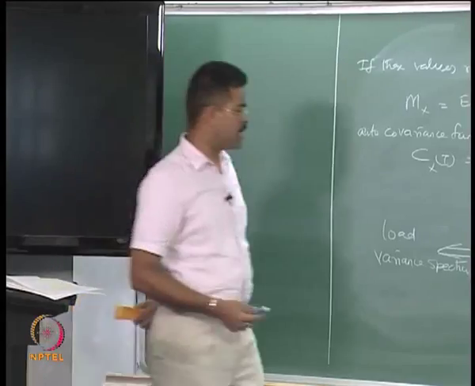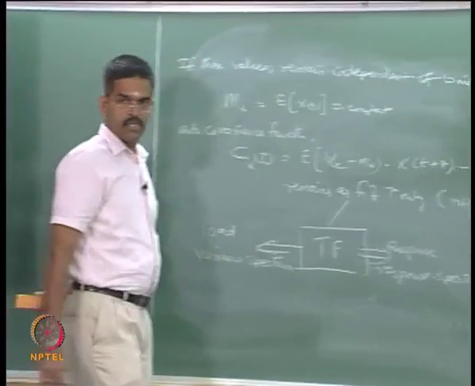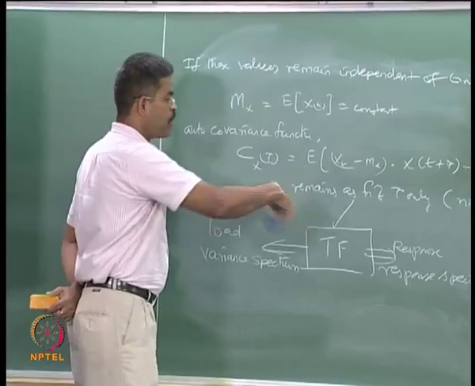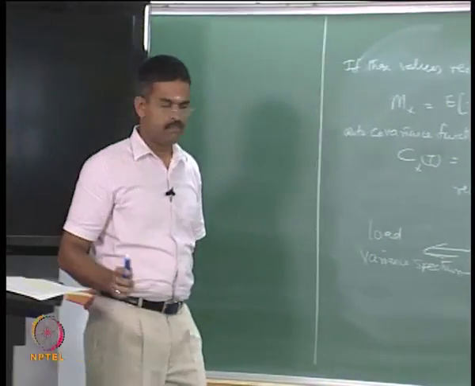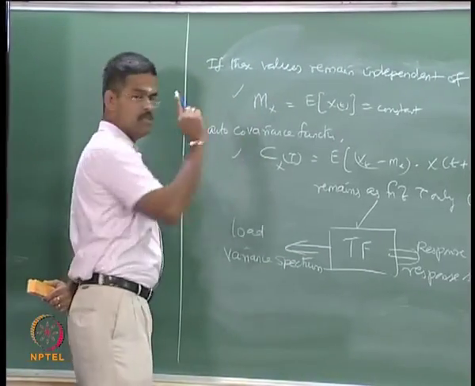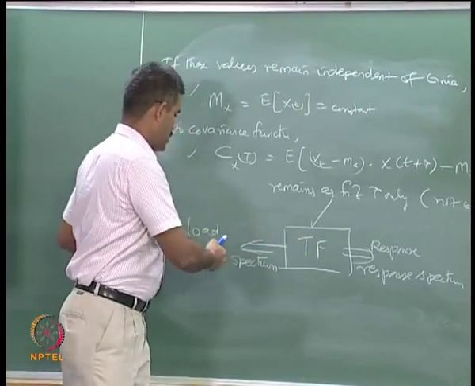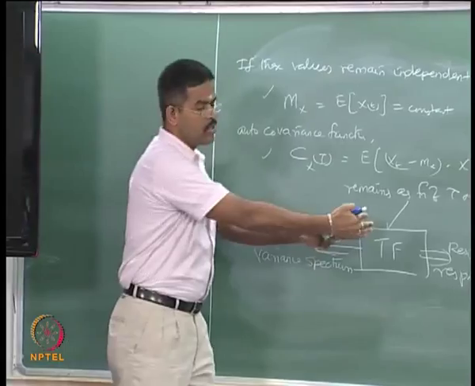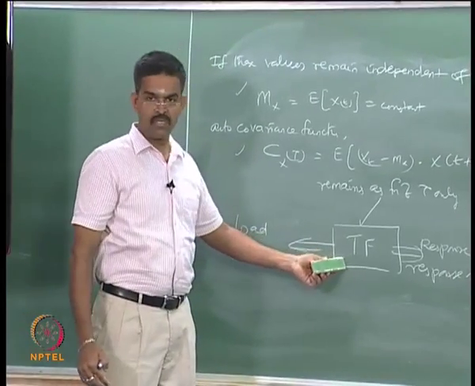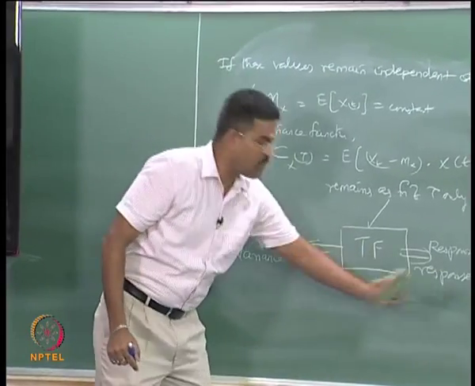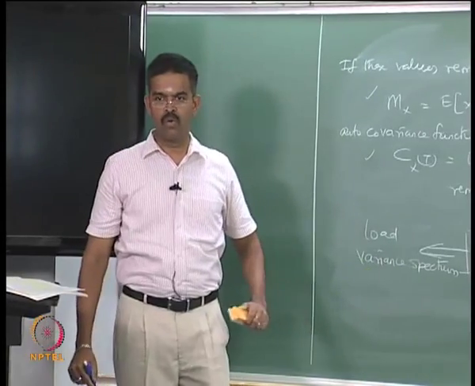So, I am interested to derive the transfer function in the process of showing that the process is stationary. So, I must establish these two conditions, show the process stationary. For that, I want to connect the variance spectrum of the load to that of the response. I get the transfer function. The moment I get the transfer function, I can find the response spectrum if I know the load variance spectrum.